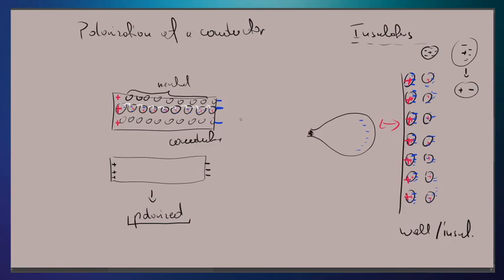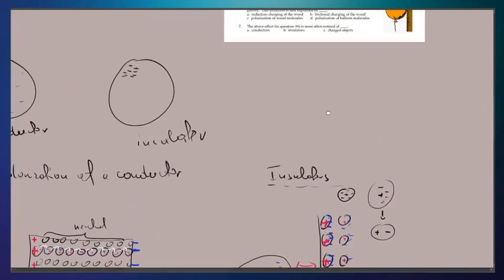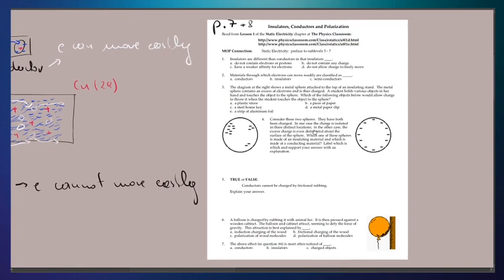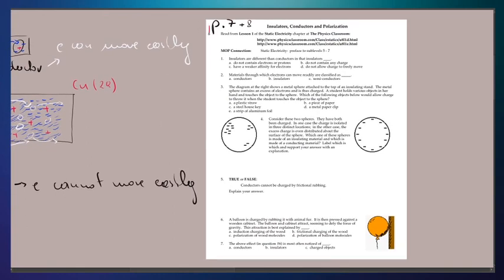Okay, let me see if that was it for this piece. Yeah, so now you can pause the video and try the problems on pages 7 and 8, and then you can come back to the video and we'll move on to the next few concepts.